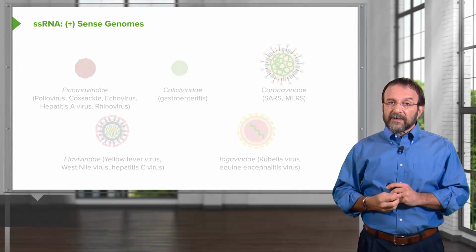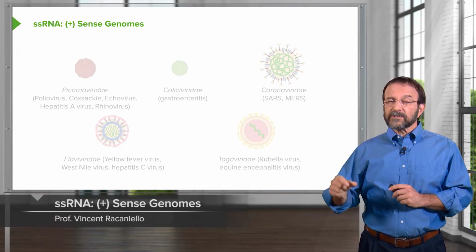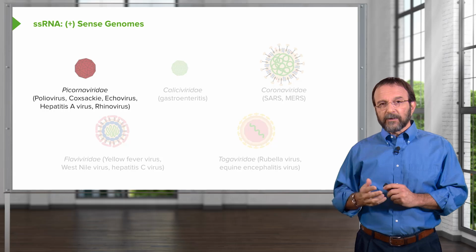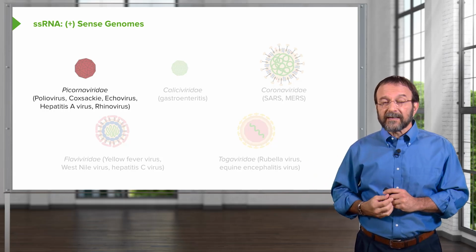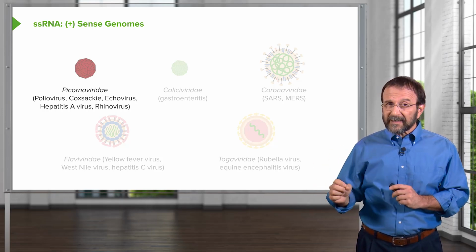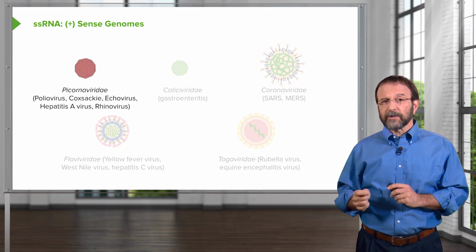We now move on to viruses with single-stranded RNA genomes, and we're going to look first at those of positive polarity. This is mRNA sense polarity. One family, the Picornaviridae, contains the important pathogen poliovirus, about to be eradicated. It would only be the second virus to be eradicated after smallpox.